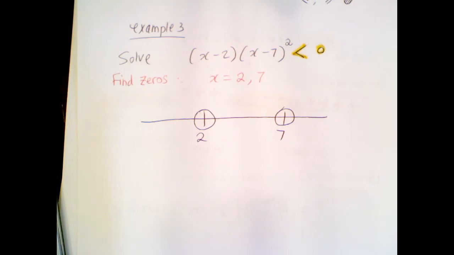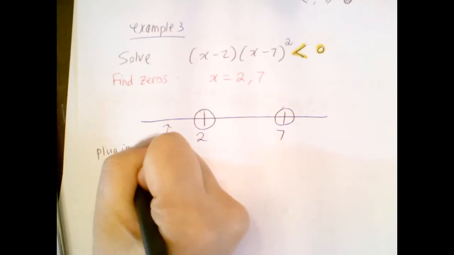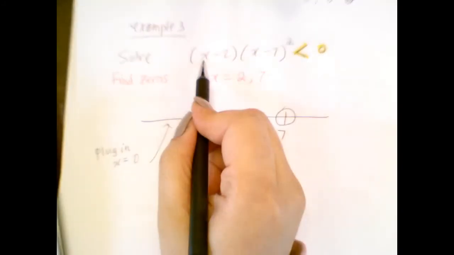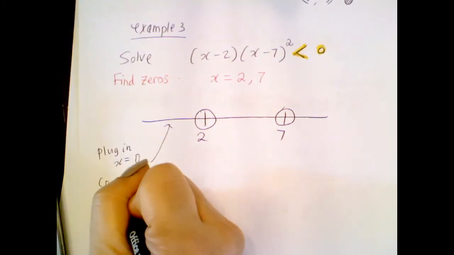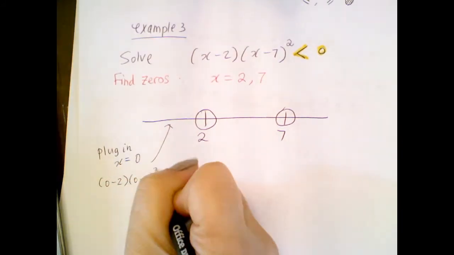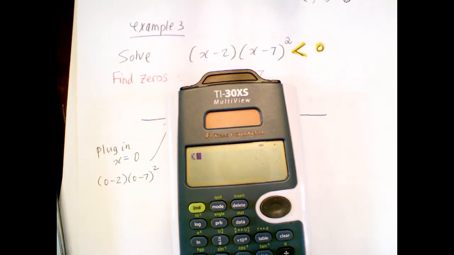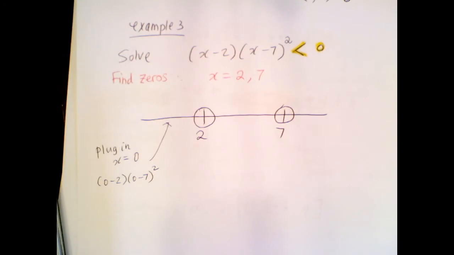Alrighty. What should I do? Yeah, we should plug in numbers now. Give me a number that is smaller than 2. Plug in x equals, what's a number that's smaller than 2? 0. I'll plug in 0. So plug in 0 here and plug in 0 there. That will be 0 minus 2 times 0 minus 7 squared. Okay? And you are looking at me being a little lazy. That will give me a negative whatever, 98, but I just know that it came out to be negative.